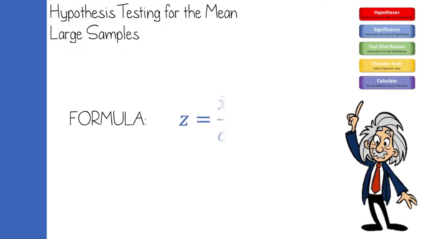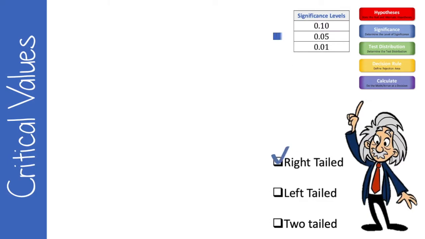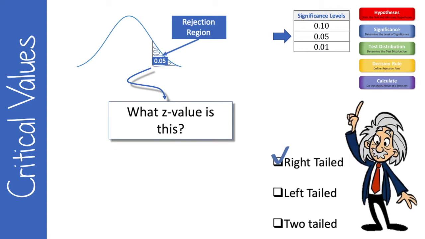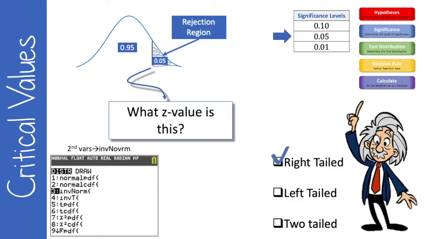The formula is going to stay the same: x bar minus mu divided by sigma divided by the square root of n. But to show you critical values, we're going to start with a right-tailed test at the 0.05 significance level. You'll recall when we were working with p-values that a 0.05 significance level corresponded to a 0.05 rejection region in a right-tailed test. That means it's up at the top. The question becomes, what z-value is this? If there's 0.05 at the top, that means to the left of that z-value is 95% of the curve. Using your calculator or software, we can figure out what that z-value is.